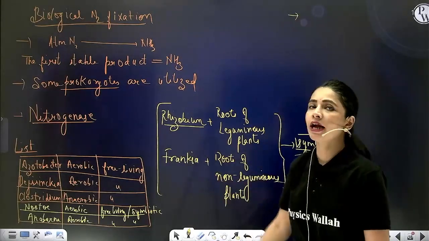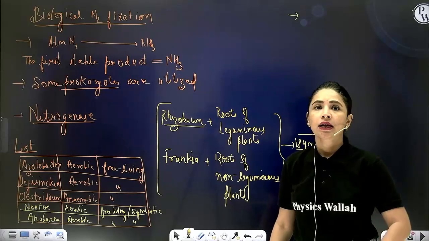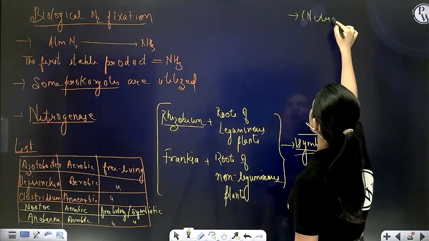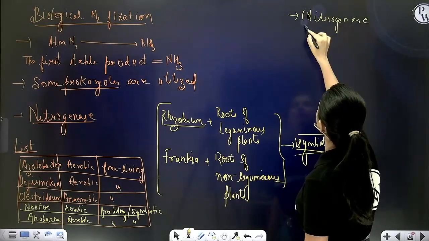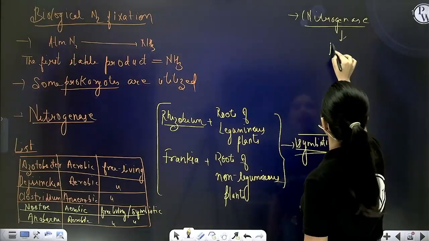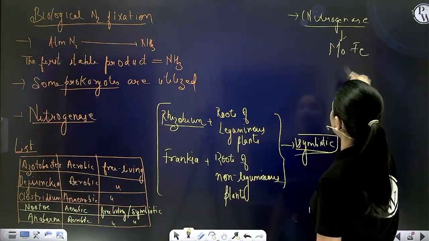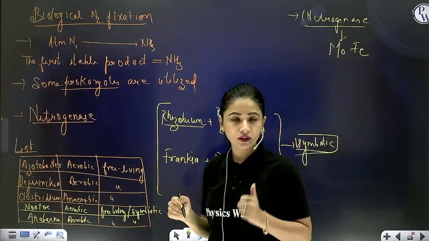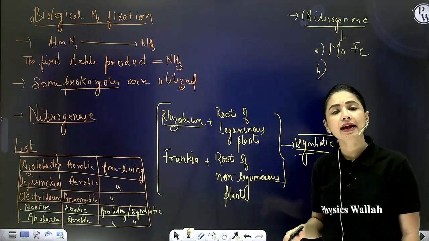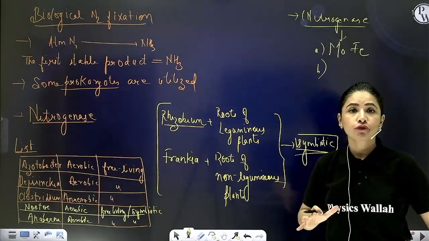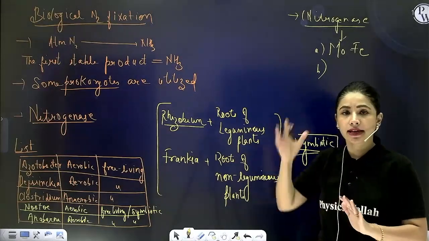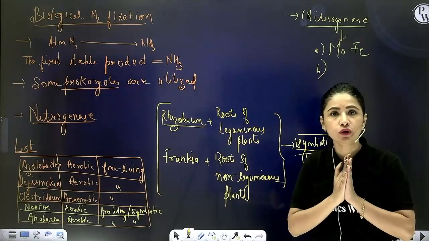Next point in biological nitrogen fixation which you have to remember is some features about the enzyme nitrogenase. If I talk about this enzyme nitrogenase, this nitrogenase enzyme is actually made up of two elements, that is molybdenum and iron. So it's a heterodimeric protein which is made up of two elements, molybdenum and iron. First point. Second point, this nitrogenase, my dear students, is only active under anaerobic condition. If conditions around the cell which has to perform nitrogen fixation are aerobic, then this enzyme will become inactive and there will be no such process.